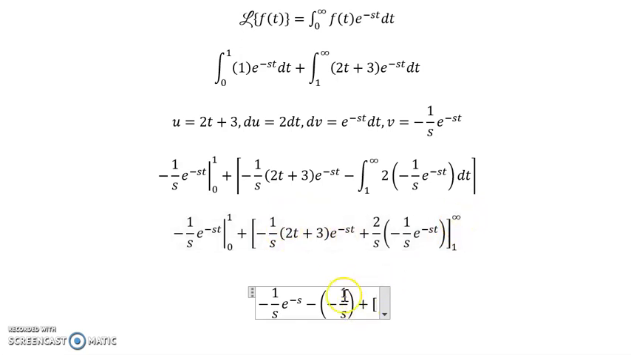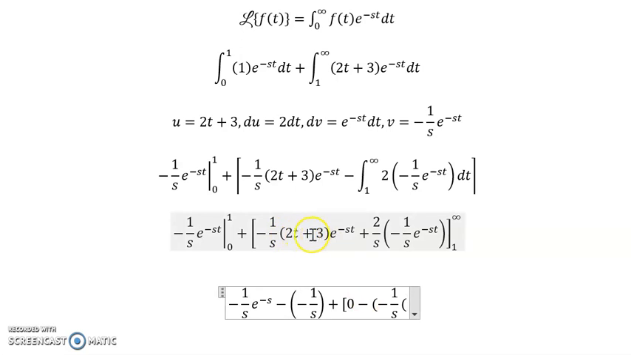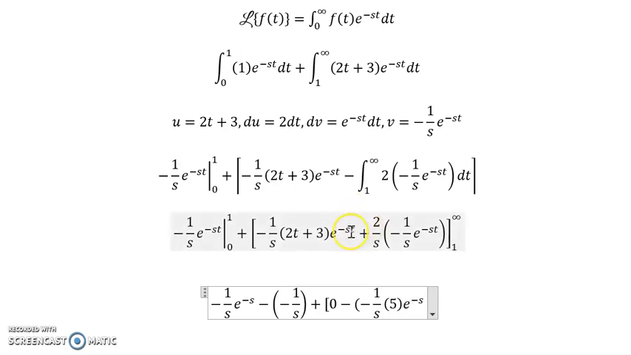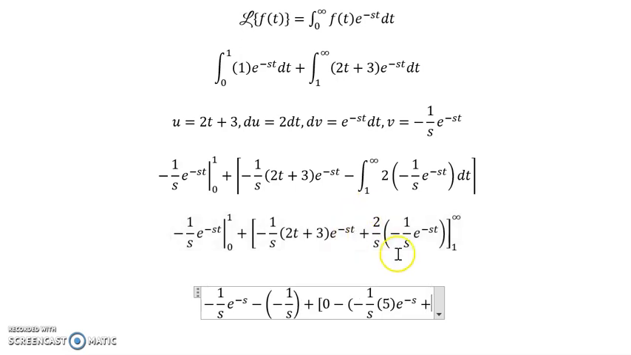But at 1, it's going to go to negative 1 over s times at 1, 2 times 1 plus 3 is 5. E to the negative s, because t is 1. And then I'm going to have negative 2 over s squared.